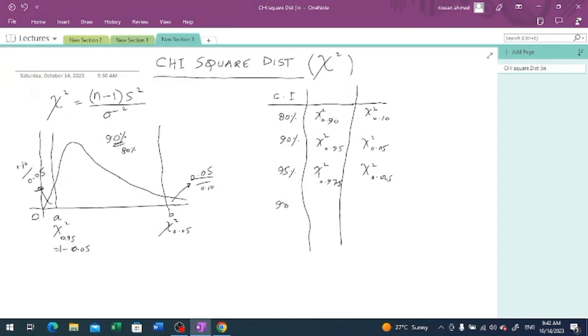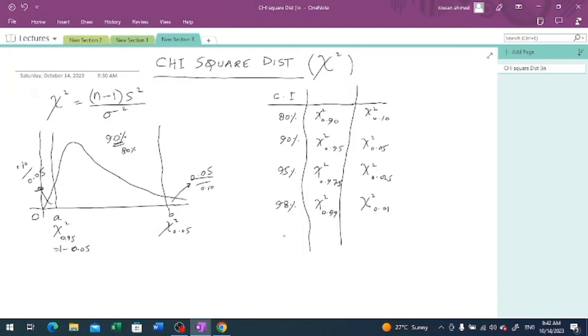Then for a 98% CI, we know that in the two tail end areas, we have to indicate 0.01 probability. So 0.01 over here, and 1 minus 0.01 would give us 0.99.